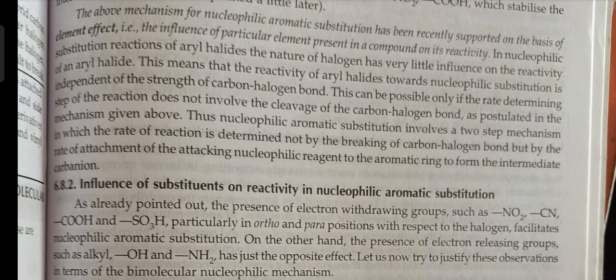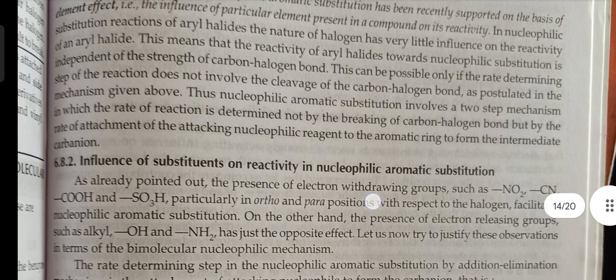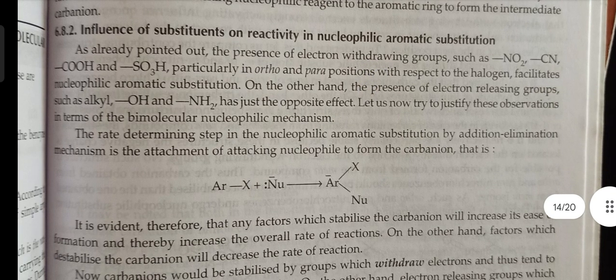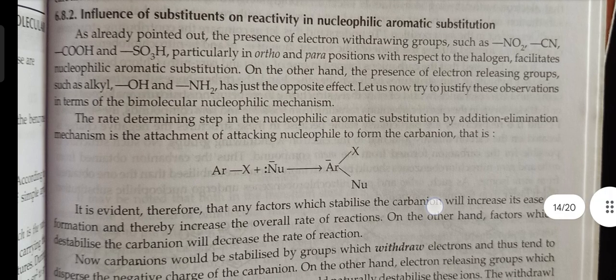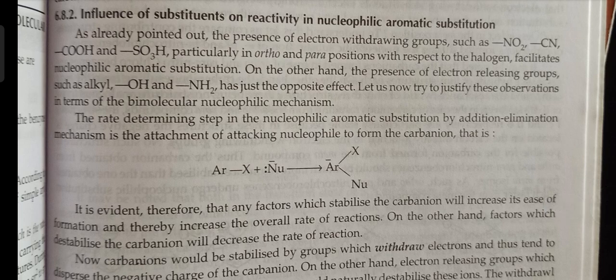Thus, nucleophilic aromatic substitution involves a two-step mechanism in which the rate of reaction is determined not by breaking of the carbon halogen bond but by the rate of attachment of the attacking nucleophilic reagent to the aromatic ring to form the intermediate carbanion. Influence of substituents on reactivity in nucleophilic aromatic substitution. As already pointed out, the presence of electron withdrawing groups such as NO2, CN, SO3H, particularly in ortho and para position with respect to the halogen, facilitates nucleophilic aromatic substitution.